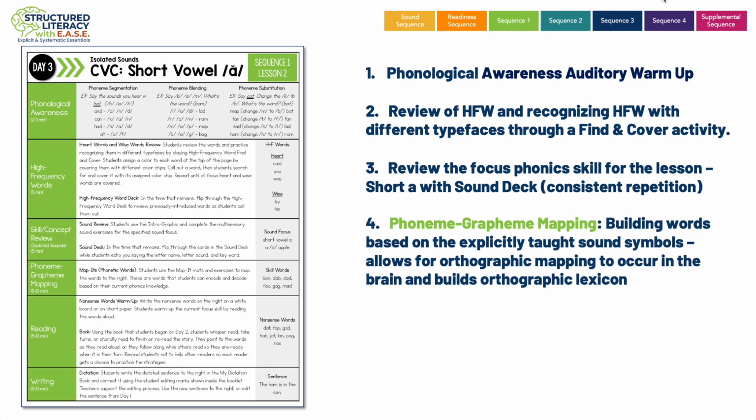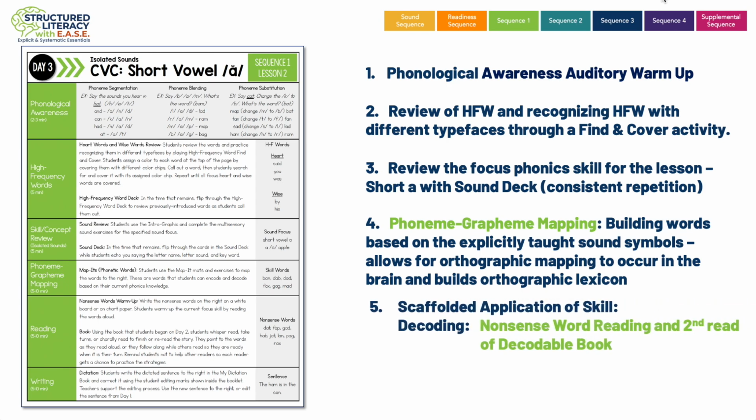Again, consistent repetition. And now we're going to, again, go into phoneme grapheme mapping. And now we're mapping different words that have the focused phonics skill, which is the short A. So now we're bringing in more words, again, to continue to build their orthographic lexicon through orthographic mapping. That's what's happening in the brain as students are doing this process.